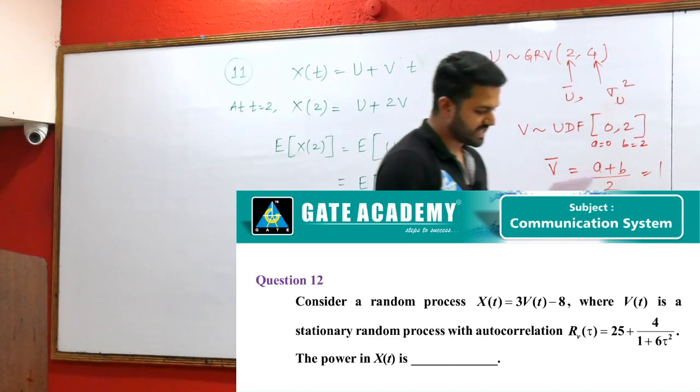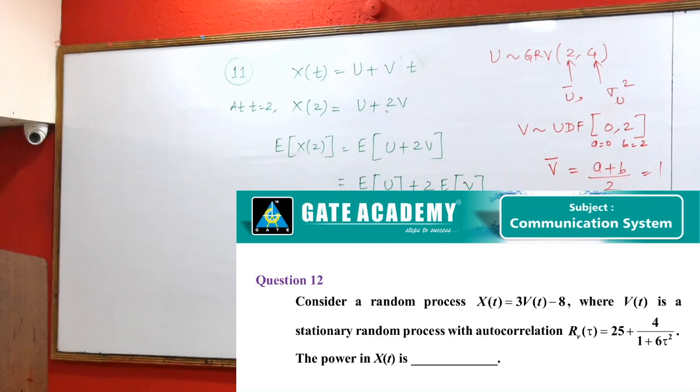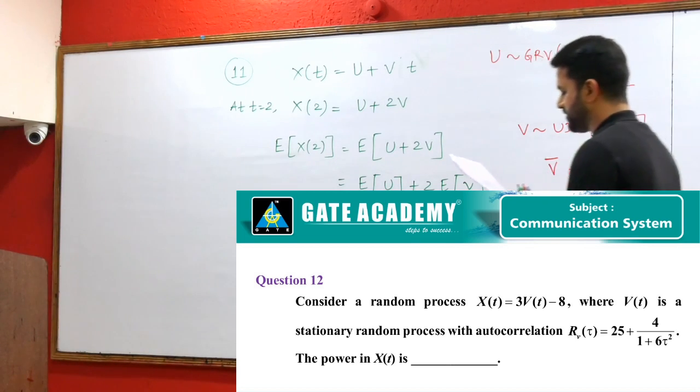Consider a random process x(t) = 3v(t) - 8, where v(t) is a stationary random process with autocorrelation 25 + 4/(1 + 6τ²). The power in x(t) is.